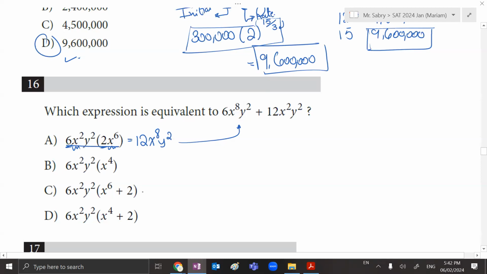But if you check, for example, on the other hand C, 6 times, here it will be 6x, x power 2 times x power 6 becomes x power 8, and the y power 2 next to them as usual, plus 6 times 2 will become 12, and the x power 2 next to them as usual and the y power 2 next to them as usual. This came out exactly like this one. Understand? So I'm going to multiply each choice by itself until I get the answer. Exactly.